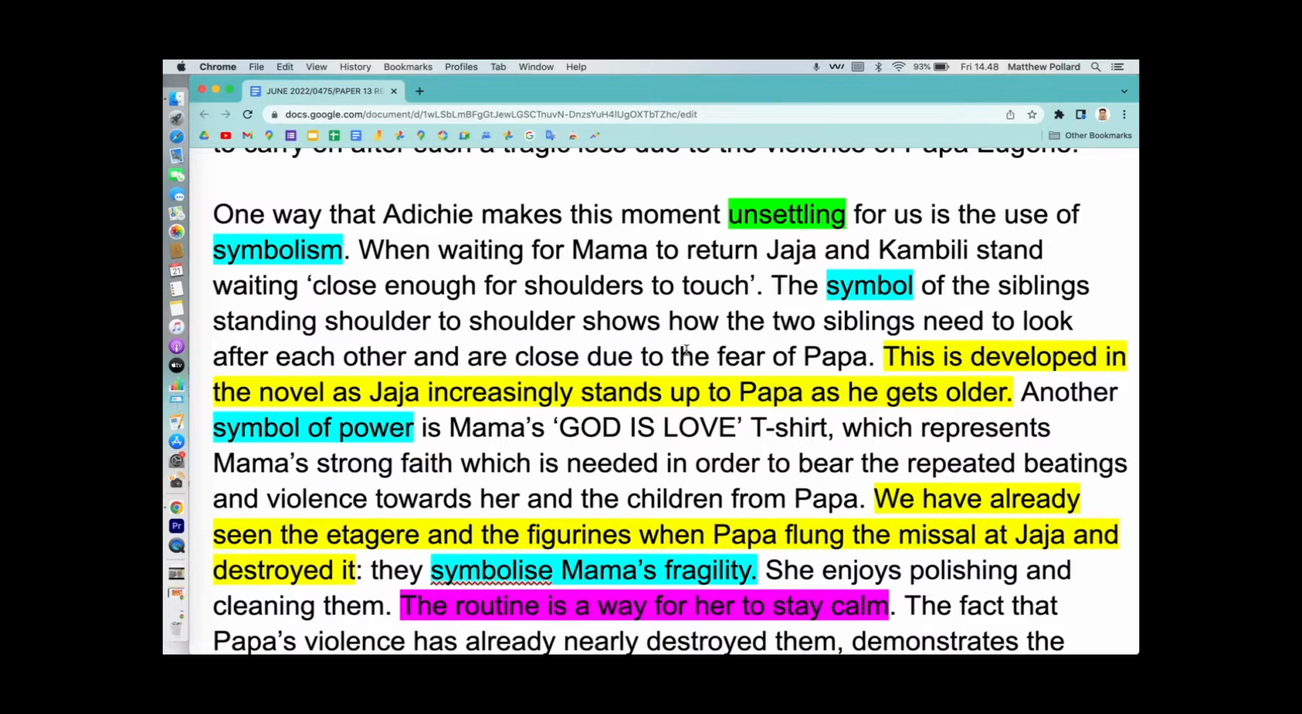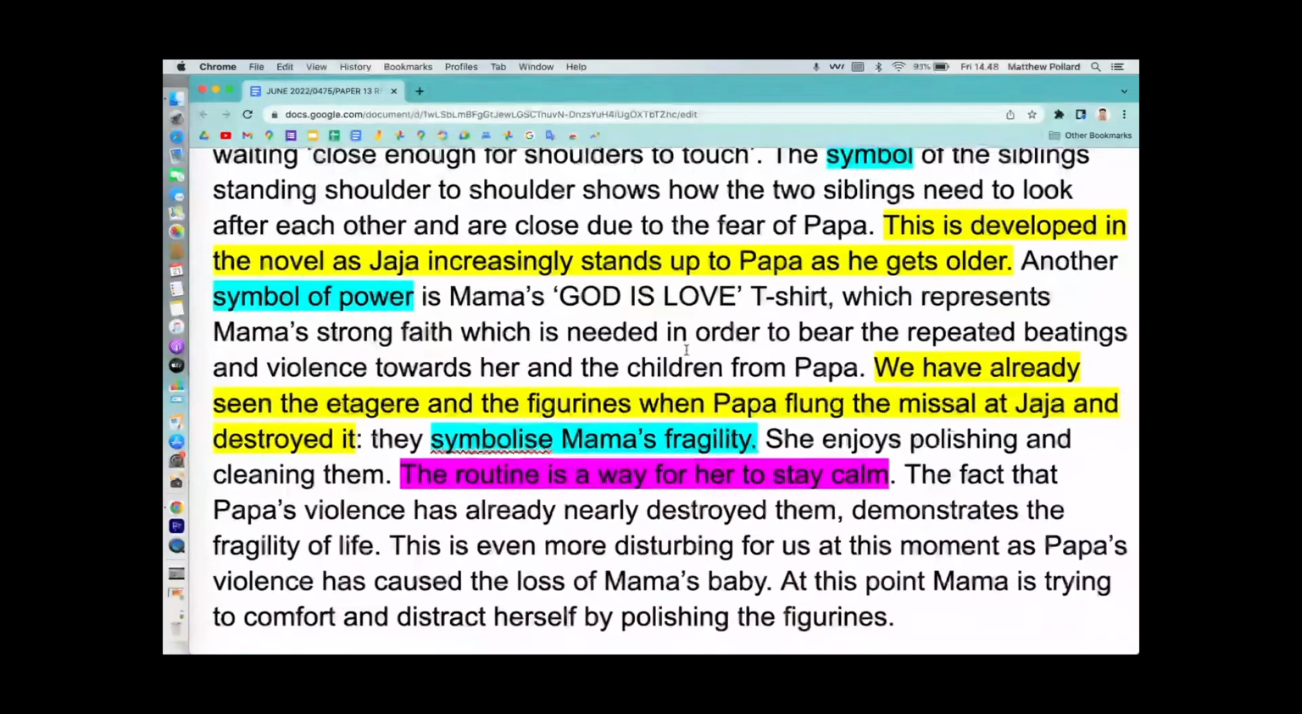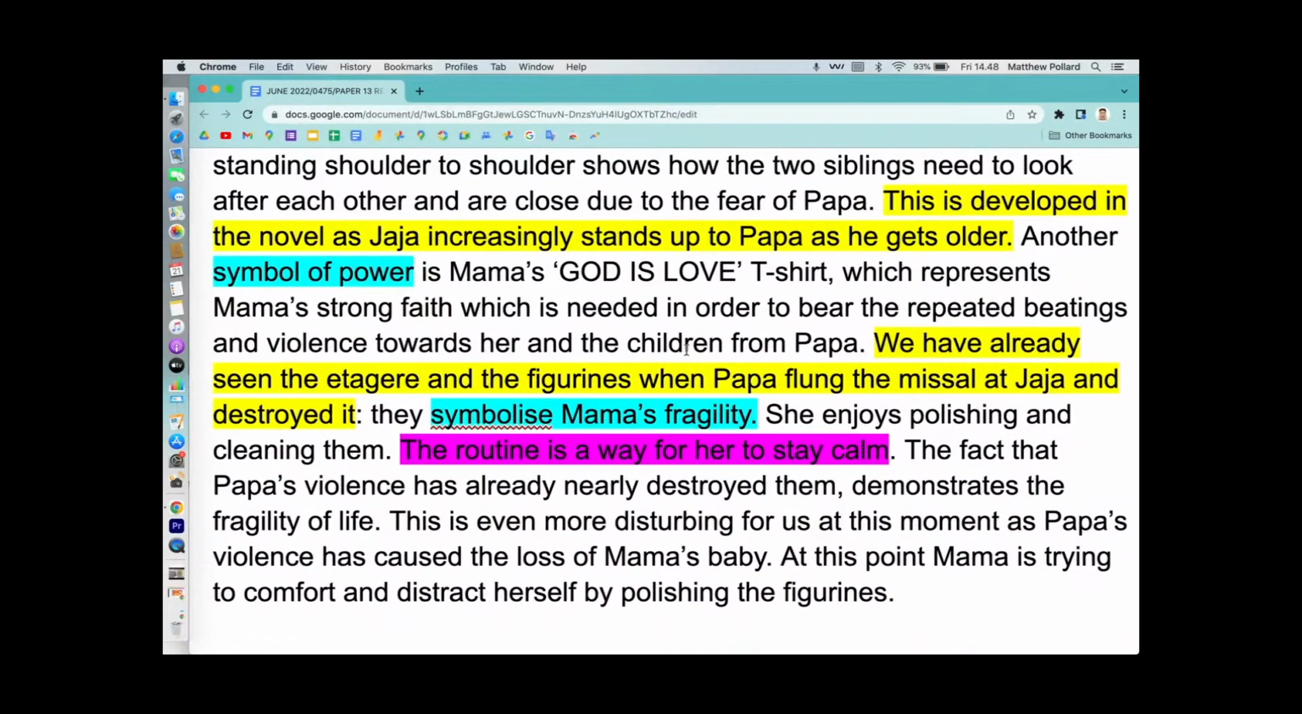Another symbol of power is Mama's God is Love t-shirt, which represents Mama's strong faith, which is needed in order to bear the repeated beatings and violence towards her and the children from Papa. We've already seen the etagere and the figurines when Papa flung the missile at Jaja and destroyed it. They symbolize Mama's fragility. She enjoys polishing and cleaning them. The routine is a way for her to stay calm.